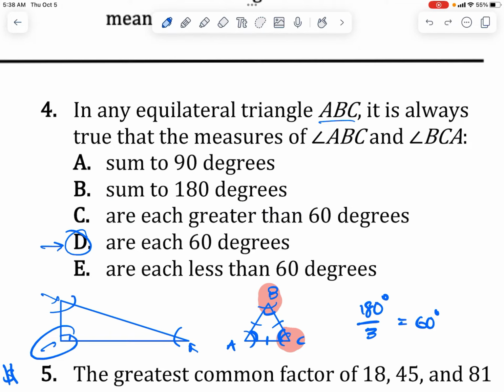Sum to 180, that's not correct because the three angles sum to 180, not two. Are each greater than 60? That's not true. They have to be exactly 60. And again, same thing here.